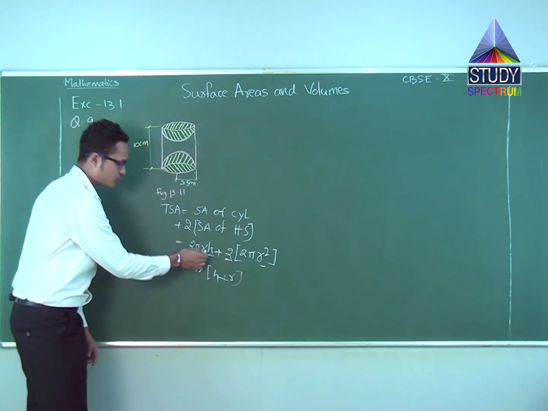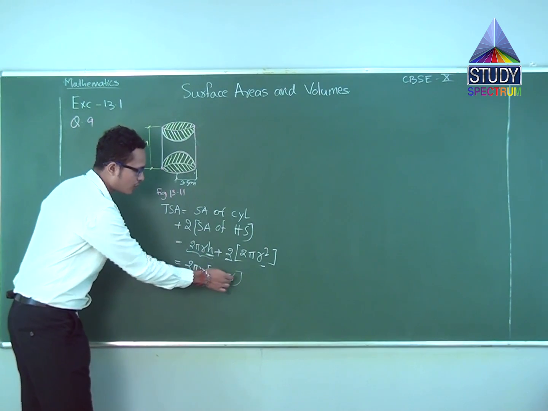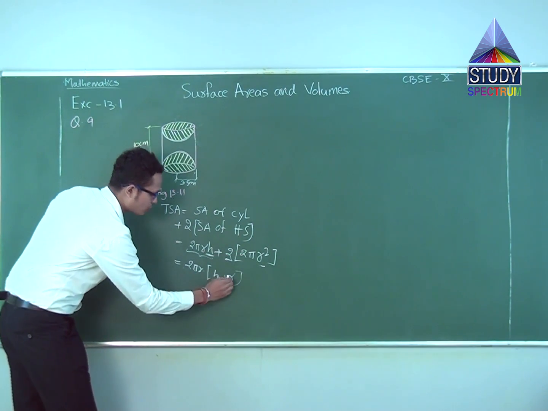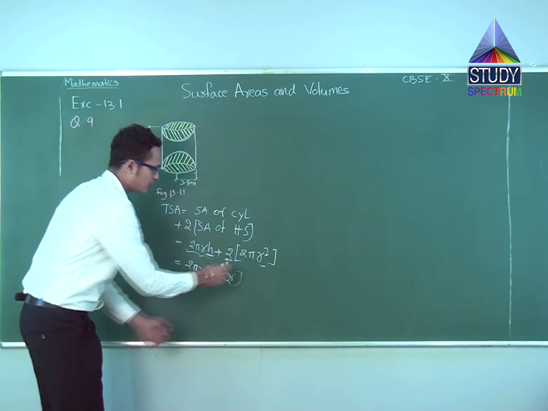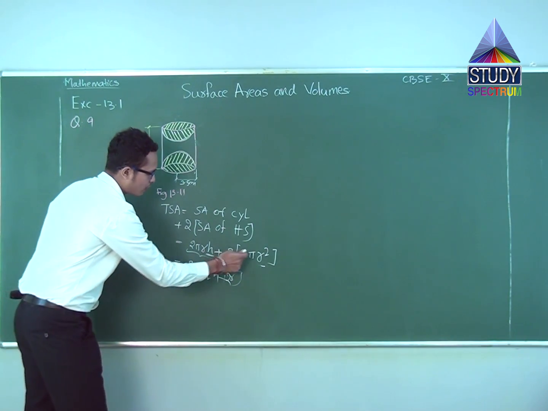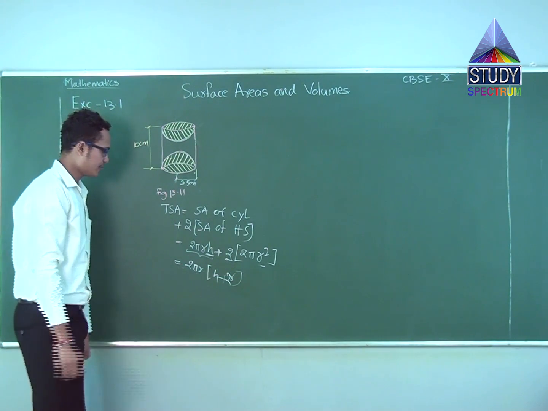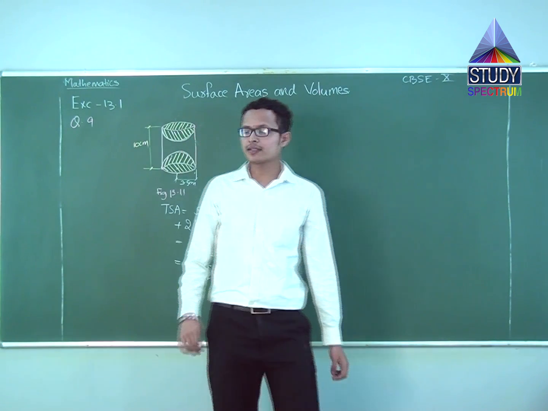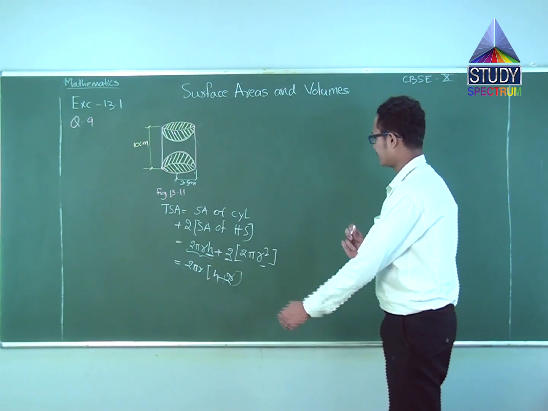2 pi r into h, 2 pi r h, and 2 pi r into 2r, because there is the 2 also left out. This 2 is left out. So 2 into 2, 4 pi r square. Understood, right? Okay. Let's substitute and get the answer for the total surface area.